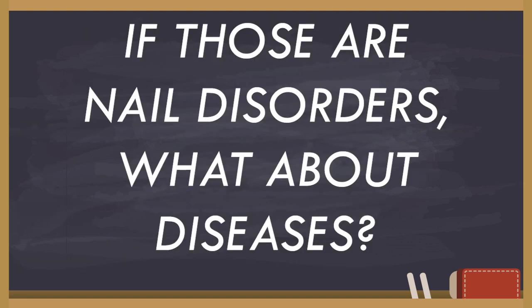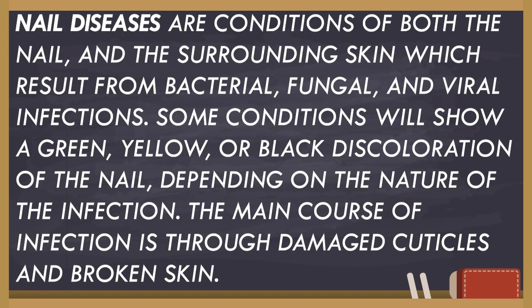If those are nail disorders, what about diseases? Nail diseases are conditions of both the nail and the surrounding skin which result from bacterial, fungal, and viral infections. Some conditions will show a green, yellow, or black discoloration of the nail, depending on the nature of the infection. The main cause of infection is through damaged cuticles and broken skin. These are some of the examples of nail diseases.